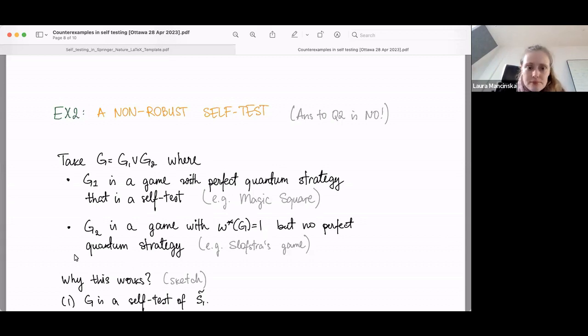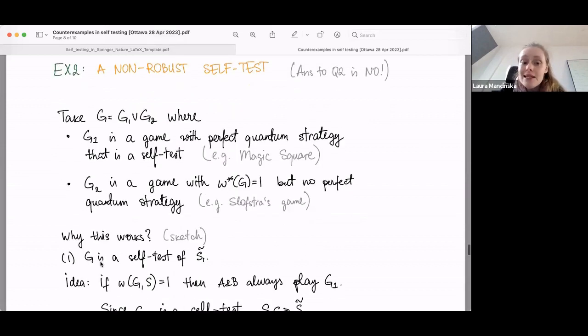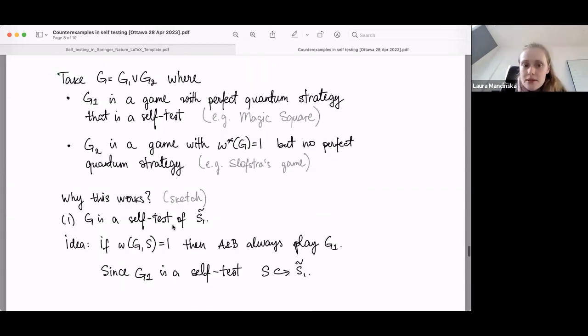All right. So why does this work? I want a non-robust self-test, so I need two things. I need to argue that this OR game is a self-test of some strategy, and then I need to argue that it is not a robust self-test of that strategy. Point number 1 is that this OR game here is a self-test of strategy S1 tilde, which I take to be the canonical strategy of the magic square game, as seen as a strategy in the orbit.